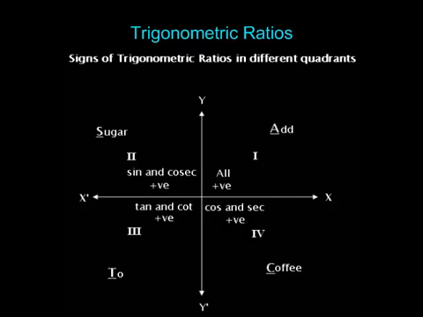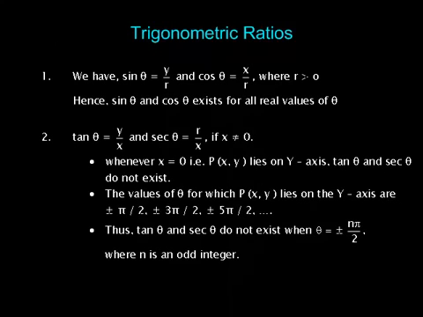The positive ratios may be remembered by associating the first letter of the words "add sugar to coffee" with all, sin, tan and cos respectively, and assigning a positive sign in the serial order of the four quadrants. We have sin theta equal to y upon r and cos theta equal to x upon r, where r greater than 0. Therefore, sin theta and cos theta exist for all values of theta.